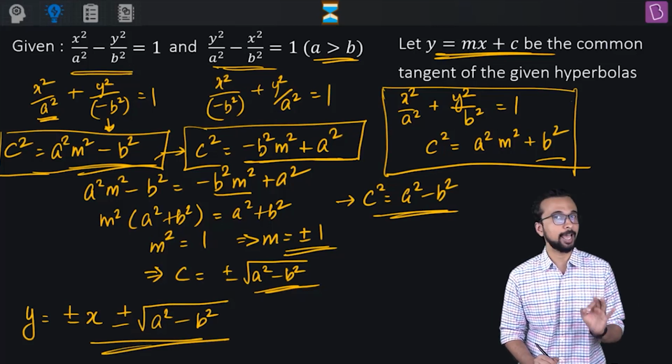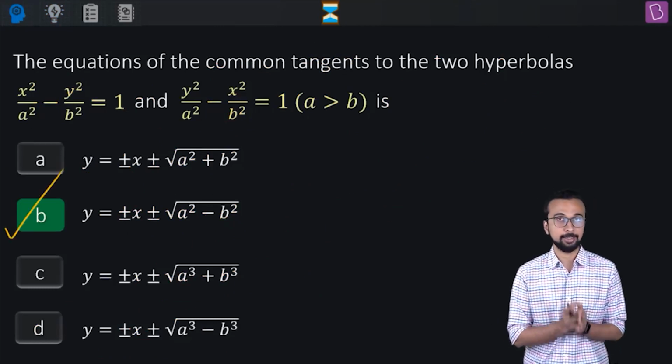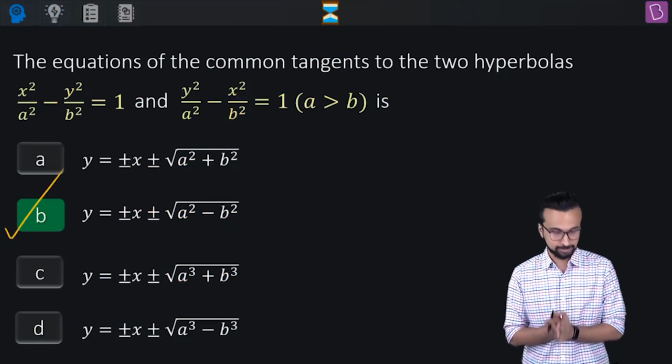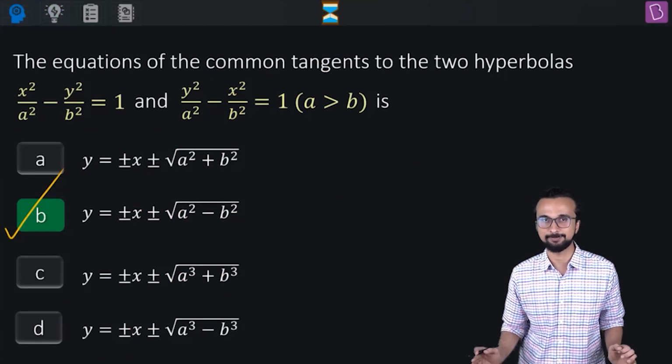Now let's proceed and mark the correct option. The common tangent is option B, which is y equal to plus or minus x plus or minus root of a square minus b square. Got that?